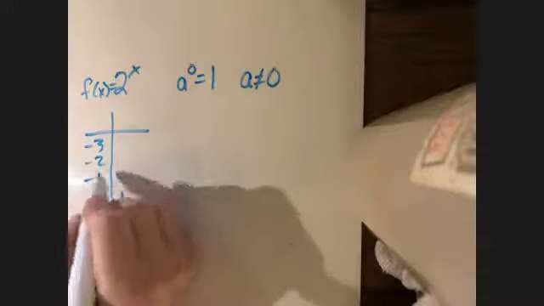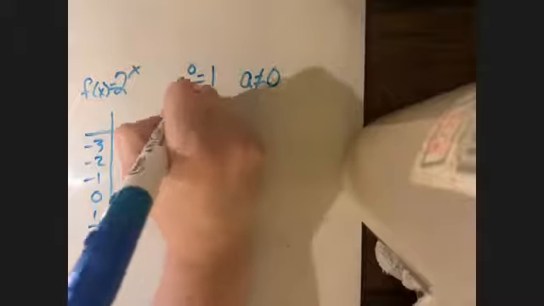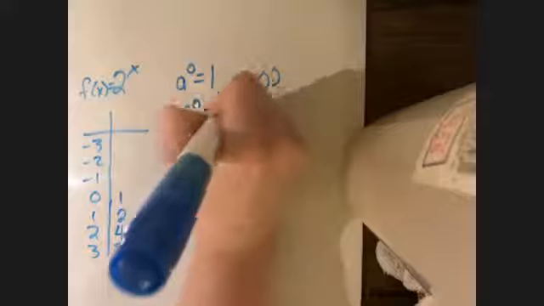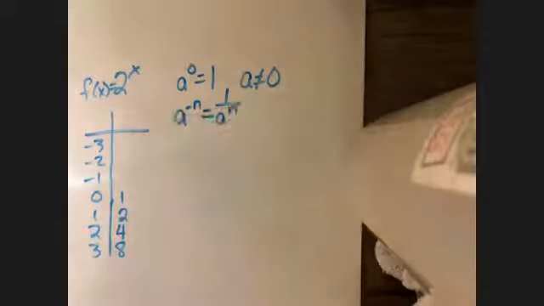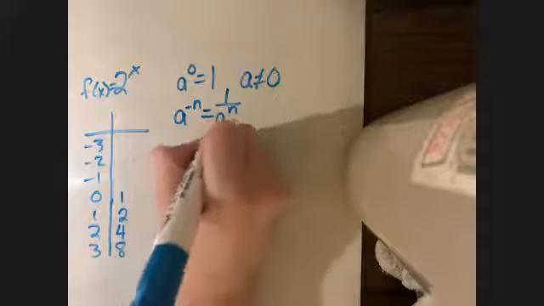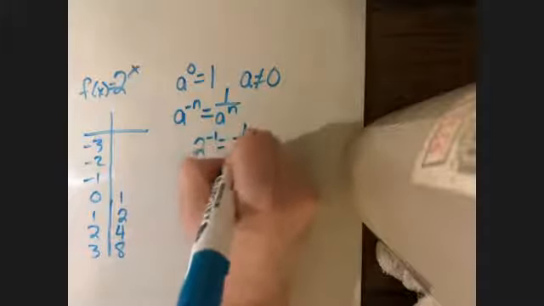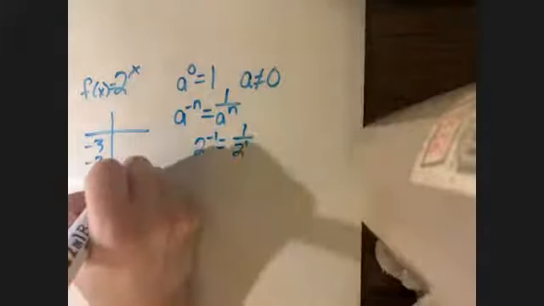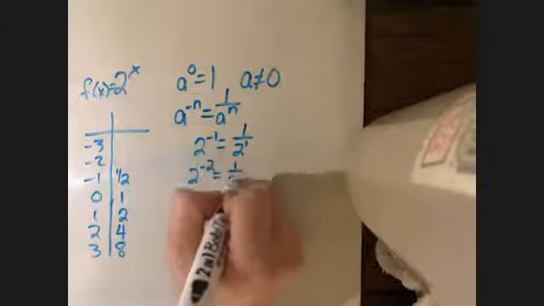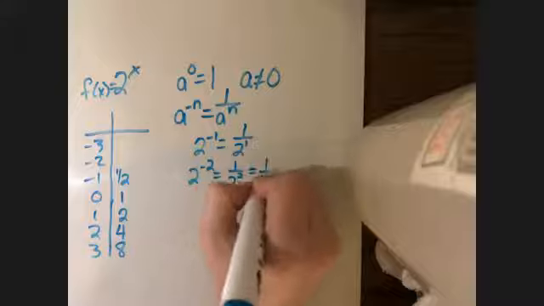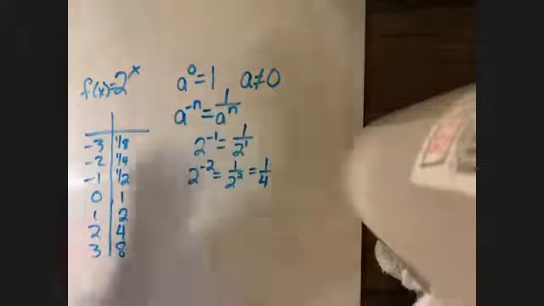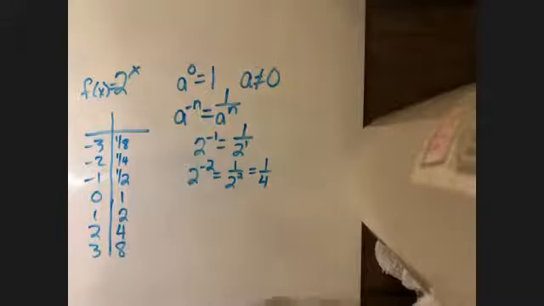Now, let's talk about those negative exponents. When you have something that is a negative exponent, it drops into the denominator and it loses the negative. So when we talk about 2 to the negative 1, that is 1 over 2 to the first, which is 1/2. 2 to the negative 2 would be 1 over 2 squared, which is going to be 1/4. And then we have 1/8 for our table.